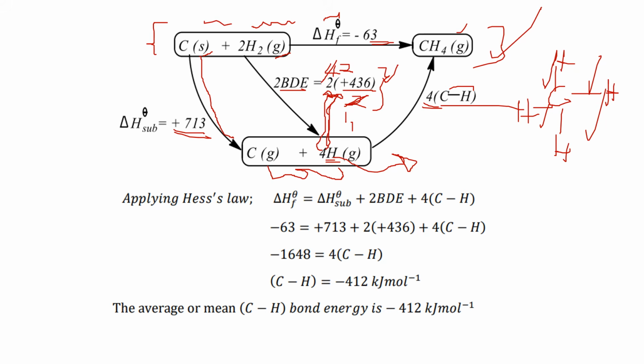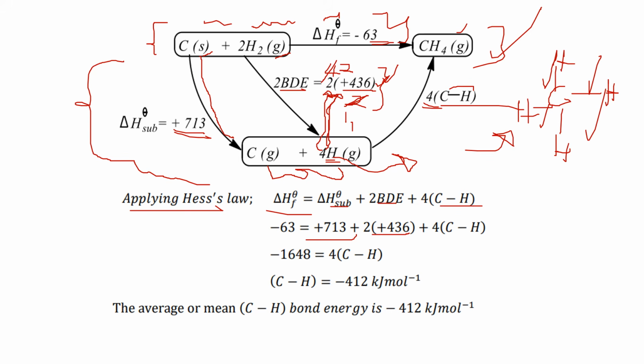Now, since all arrows are going in the anti-clockwise direction, according to Hess's law, this overall enthalpy of formation is going to be equal to the summation of all these enthalpies in this reaction. So applying Hess's law, the enthalpy of formation is equal to the enthalpy of sublimation of carbon plus twice the bond dissociation energy, which we already got, plus 4 times the bond energy of carbon to hydrogen. Substituting the values and putting everything in the calculator, you end up with negative 1648 equal to the bond energy of carbon to hydrogen.